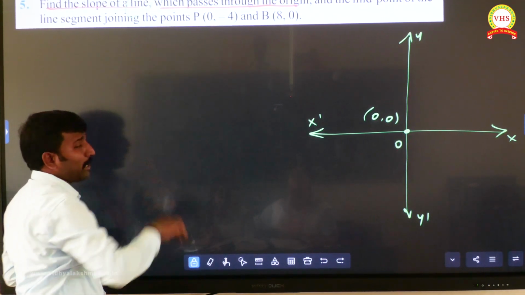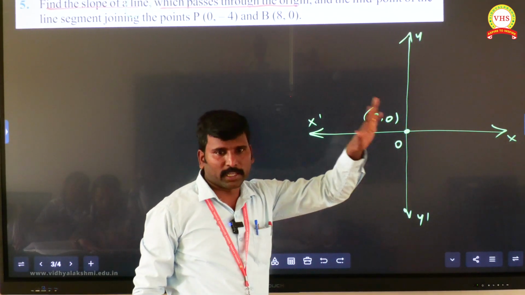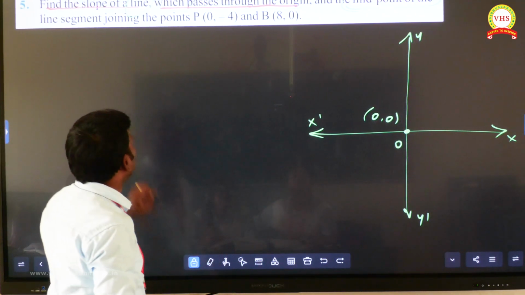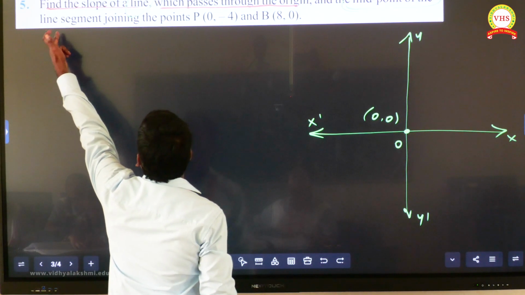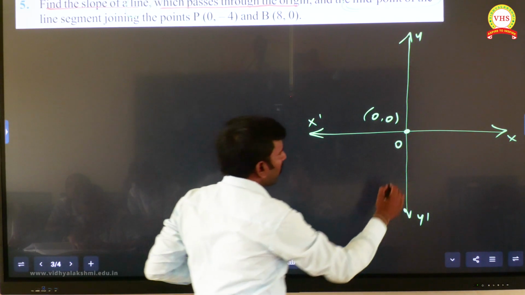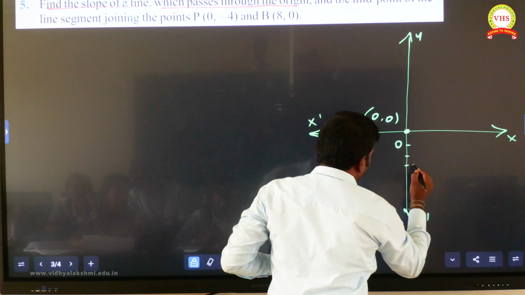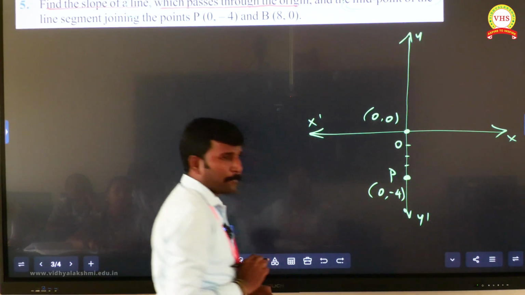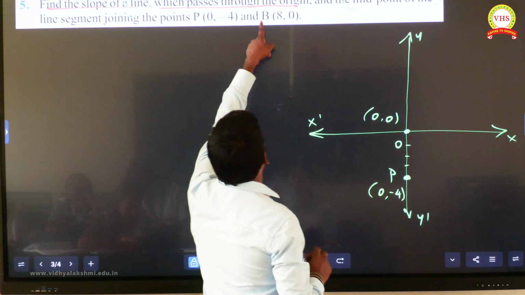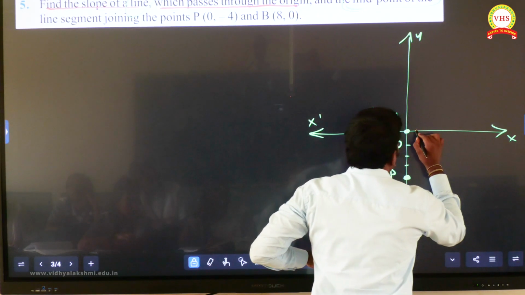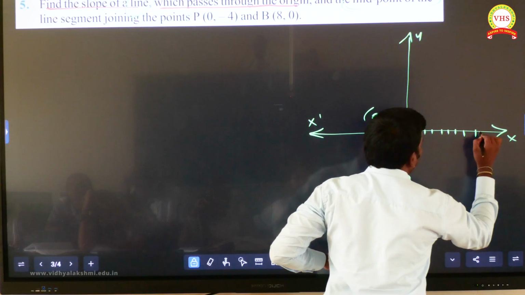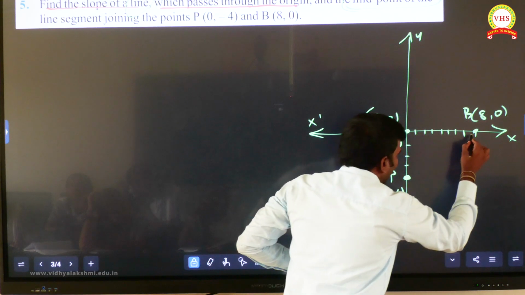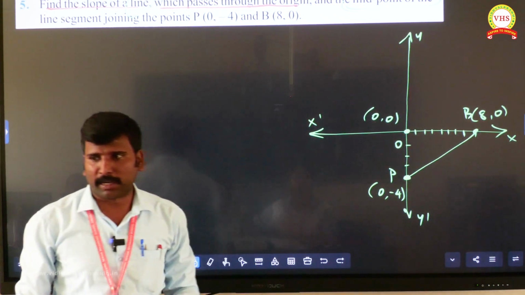For which line am I going to find a slope? That line going through the origin. Okay, let's see. And where is it going? It is going through the midpoint of the line segment joining the point 0, minus 4. So 0, minus 4 in the sense 1, 2, 3, 4. Here it will be, what is that? 0, minus 4. This is my point P. And one more point they have given, B, point 8, 0. Suppose 1, 2, 3, 4, 5, 6, 7, 8 in the sense. And here we have 8, 0. This is point B. When I join B and P, there is a line segment, am I right?